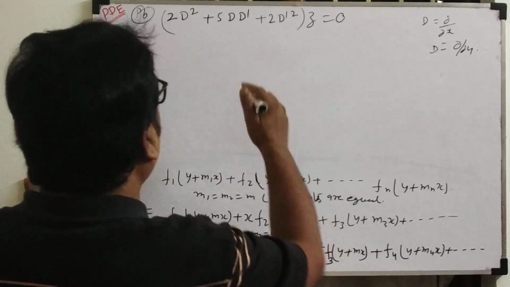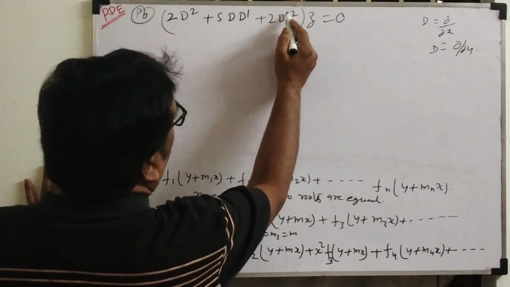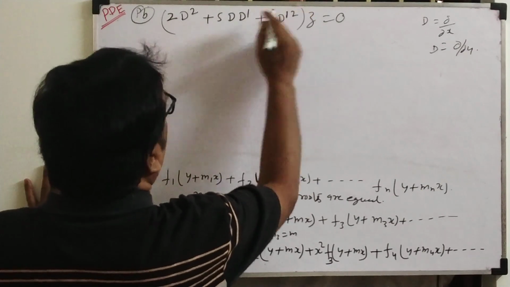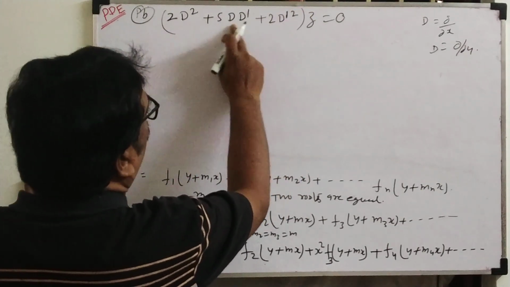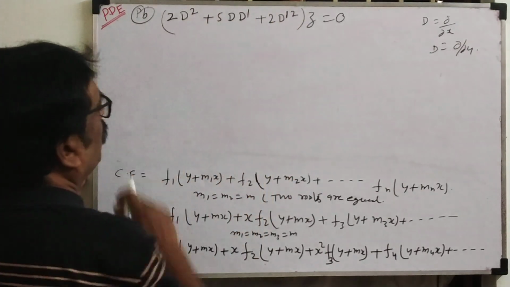So this is a second degree equation. See here, d and d' are there, and here also d'. You have to always look at this. In a second degree equation, every term will be of degree 2: d square, here dd', and here d' square. So now what will we do?